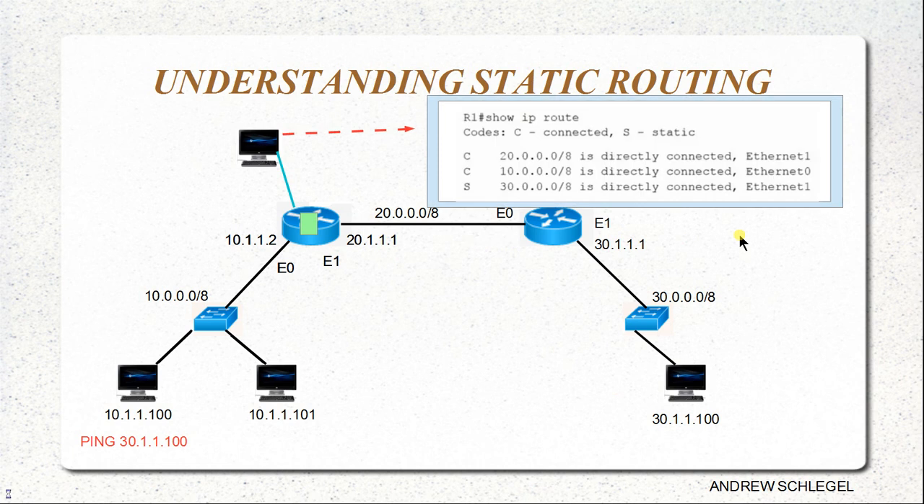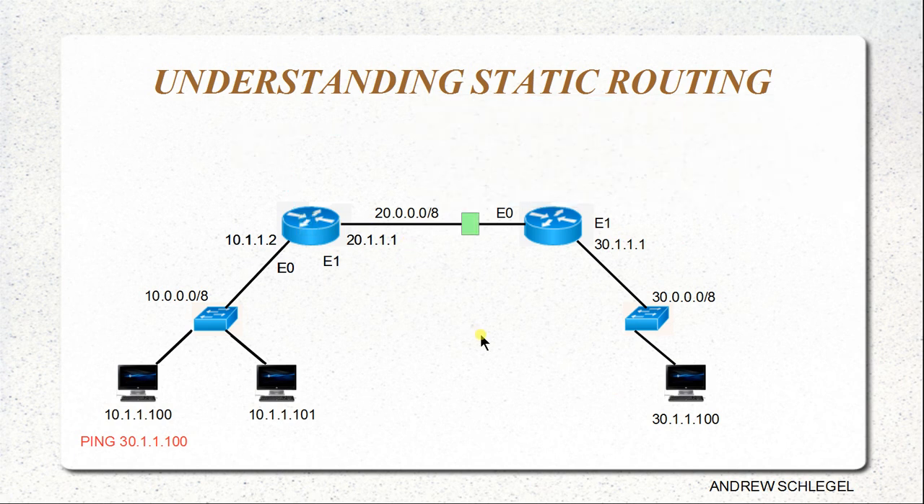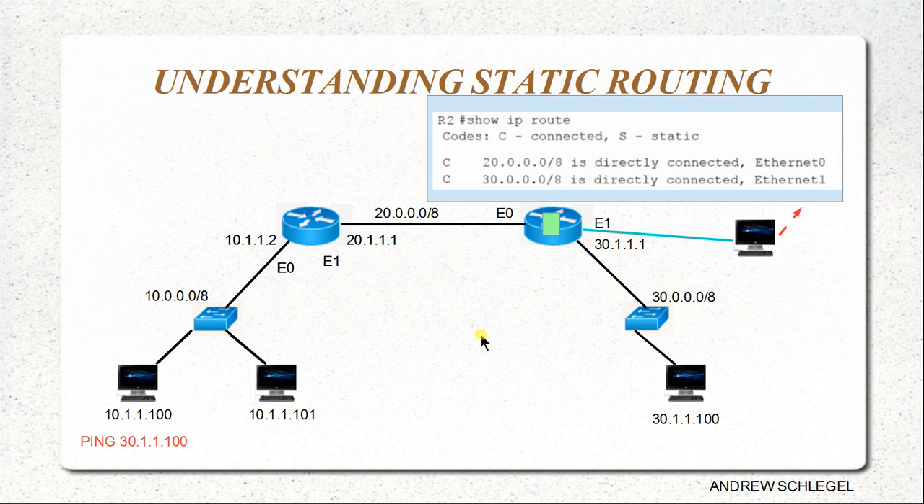So great, let's go ahead and look. After we entered that, let's look at the show IP route, which just shows the routing table. And you can see that static route is now entered. The 30 network is there, and it's directly connected to Ethernet 1 right here. So great, the router knows what to do with it. It sends it out Ethernet 1.